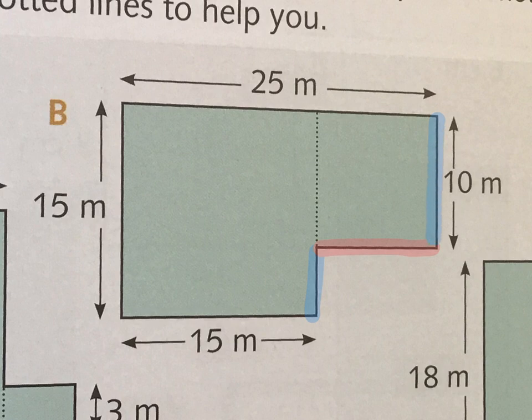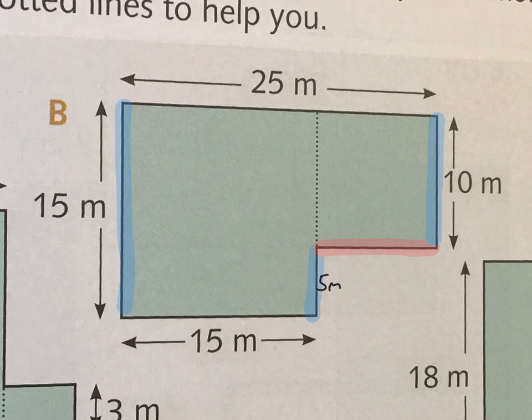This one is 10 and the longest one in the shape is 15. So whatever this one is here is going to be 10 plus this makes 15. So what's the missing number? 10 plus what makes 15? Well, it's 5. So this is 5 metres.